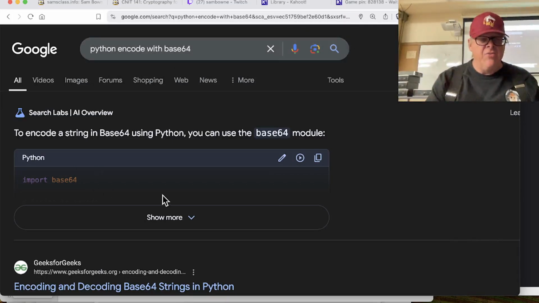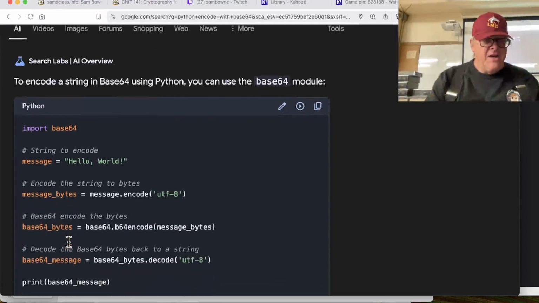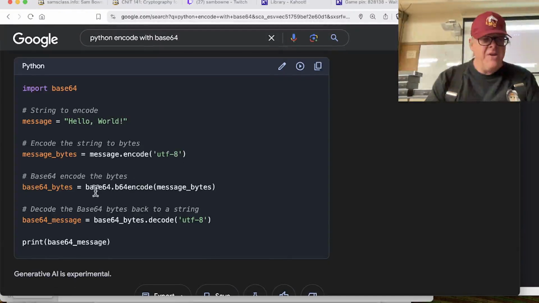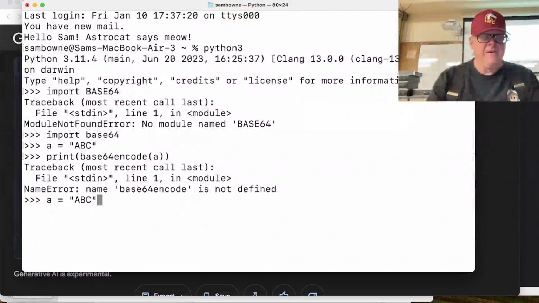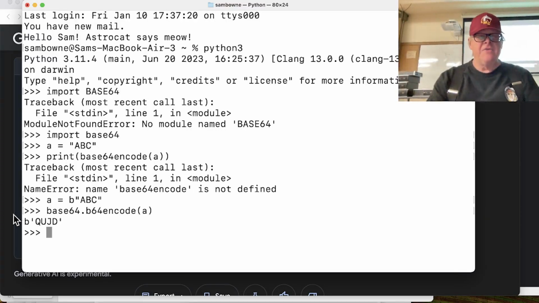There we are, the import base64, base64.b64encode. Okay, that's what it is. All right. This should be bytes. All right. There we are, of A. There, this is what I wanted to show you.